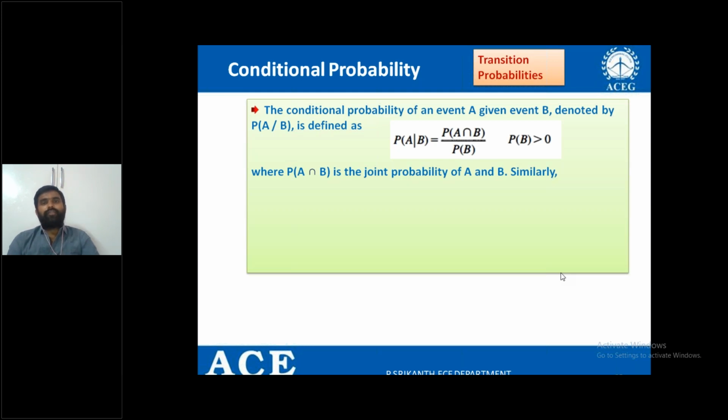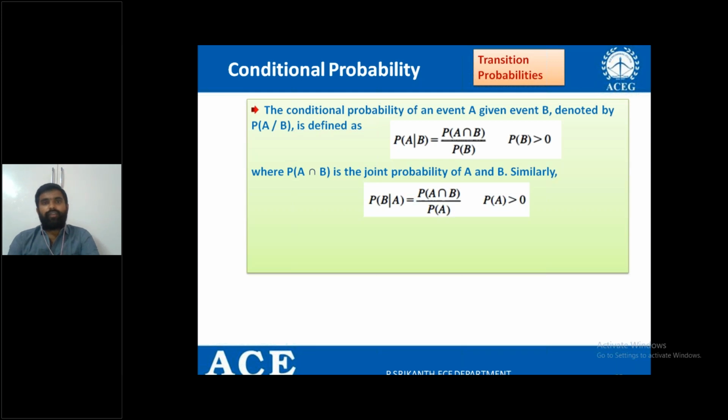If the probability of B is 0, the conditional probability does not exist. In the same example, if the probability of the bus coming to the college is 0, definitely we cannot define the conditional probability, right? And another condition is, if P of A intersection B is 0, ultimately the conditional probability will also be equal to 0. That is, if the joint probability is 0, the conditional probability will be equal to 0, right?